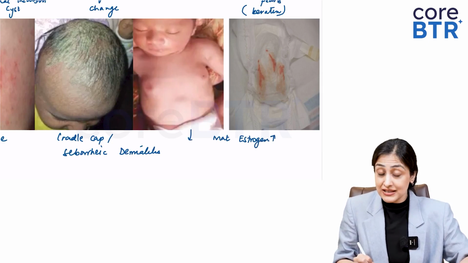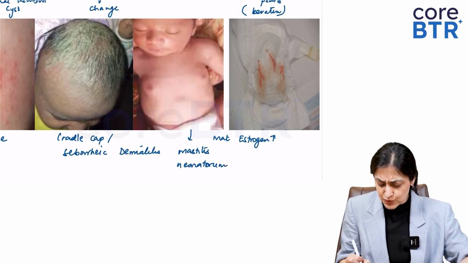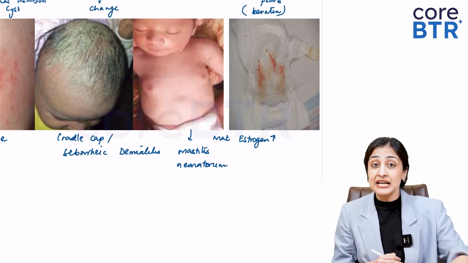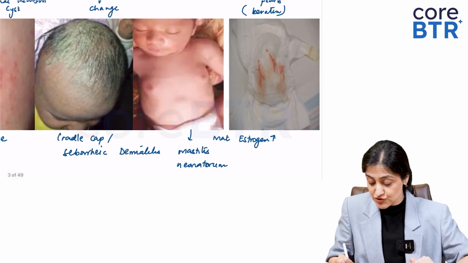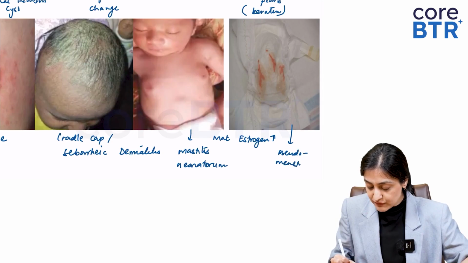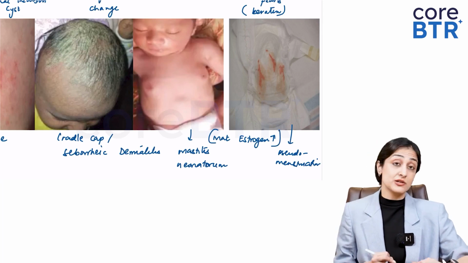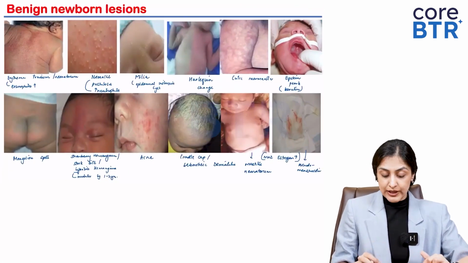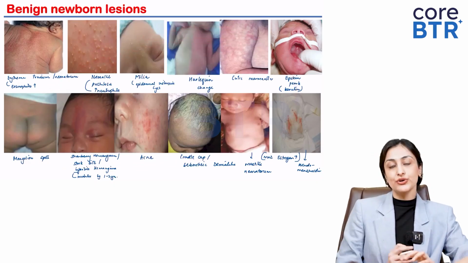You may see breast enlargement, which is called mastitis neonatorum. Sometimes you may also see lactation happening as in milk, which is called witch's milk, again, just because of transplacental estrogen spread. And you may see pseudo menstruation kind of changes, bleeding from the vagina in a female fetus. Again, just reassure, it's all transplacental hormonal passage. Okay, so these are all the things which are benign and you have to reassure.